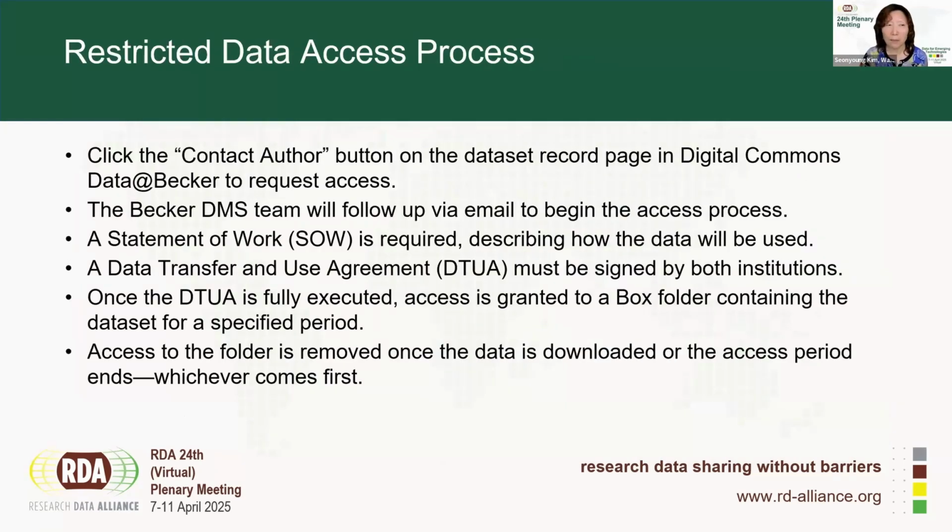So once we publish, how do people access the restricted data? This is the process. As I showed you earlier, you have to click the contact author button, then we get it in our inbox, and then we follow up with an email. Then we have to explain the process. One requirement is that they have to provide a statement of work, and then the DTUA has to be signed by the institution, not the individual user. And that actually is really a huge barrier.